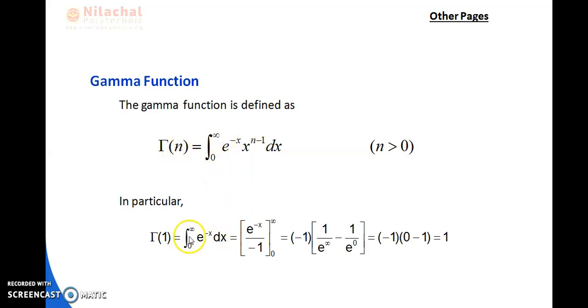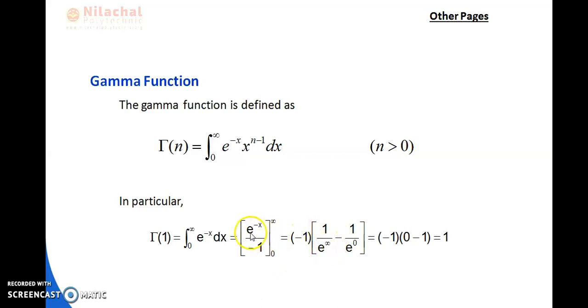So it becomes the integration from 0 to infinity of e to the power minus x into x to the power 1 minus 1, that means x to the power 0, which is 1. That's why it is only e to the power minus x into 1 dx. That equals, as we know, the integration of e to the power minus x is e to the power minus x by minus 1, from 0 to infinite, since this is a definite integration. That equals minus 1 keeping outside, then inside the bracket we put the upper limit infinity, then the lower limit 0.